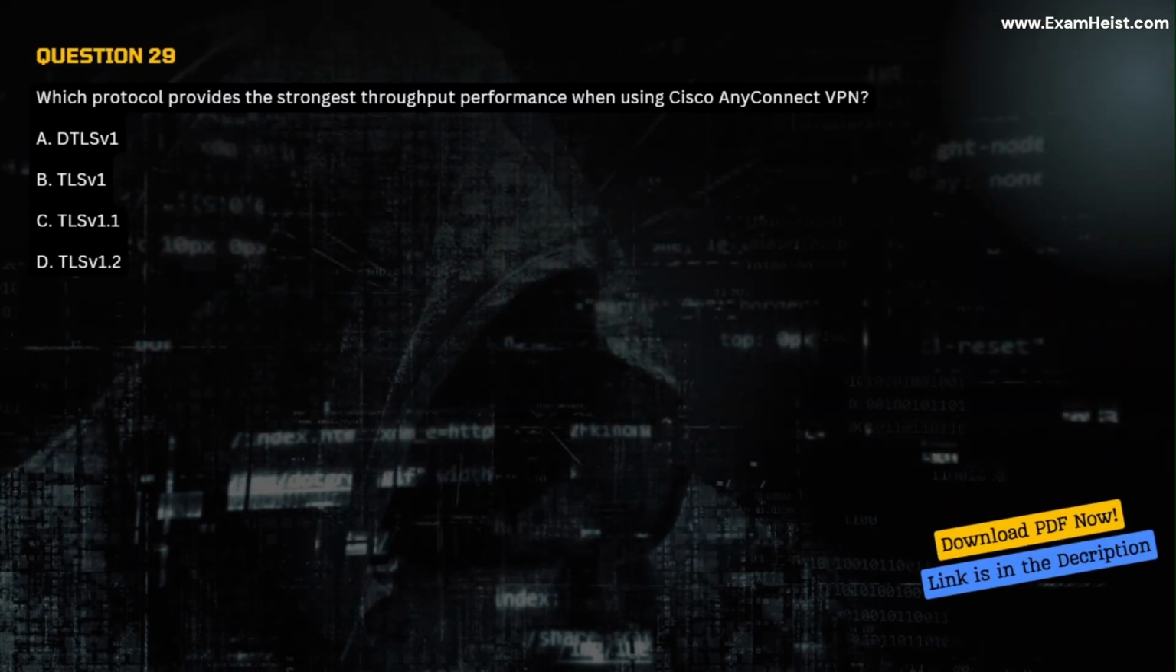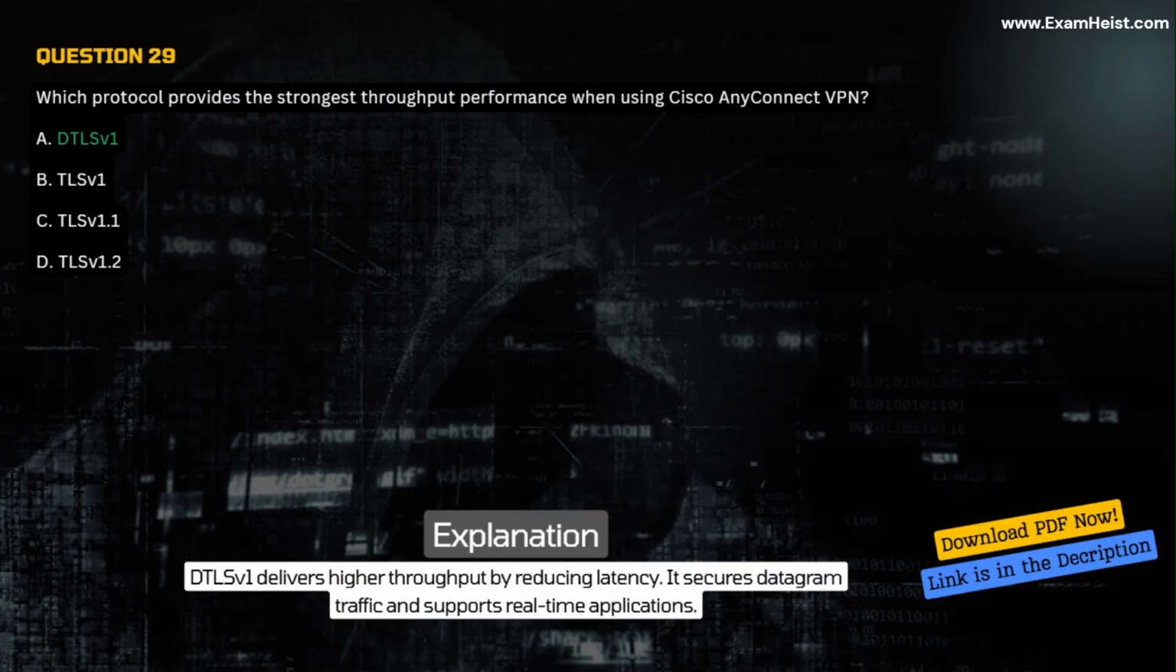Question 29. Which protocol provides the strongest throughput performance when using Cisco AnyConnect VPN? A. DTLS v1. B. TLS v1. C. TLS v1.1. D. TLS v1.2. Correct answer A. DTLS v1. Explanation. DTLS v1 delivers higher throughput by reducing latency. It secures datagram traffic and supports real-time applications.